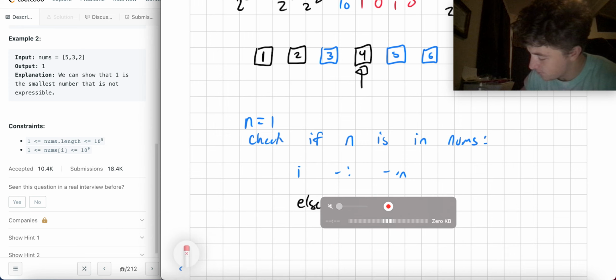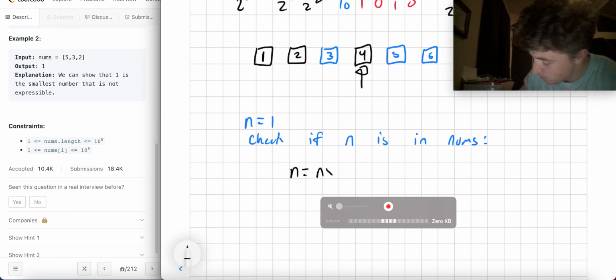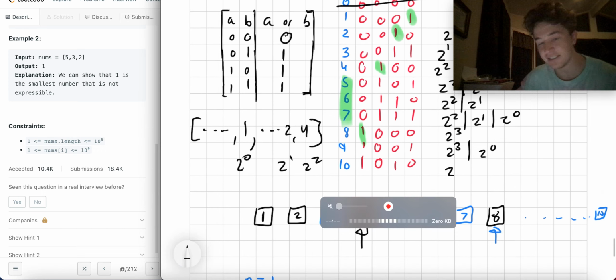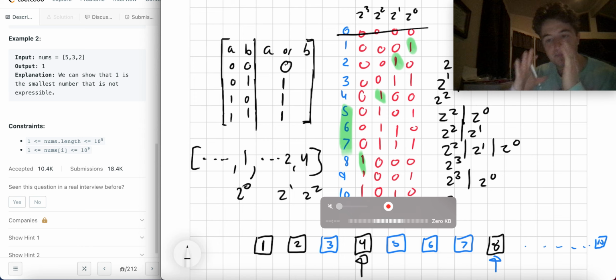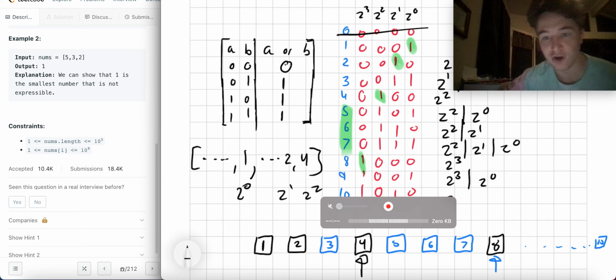Else, if n is in nums, we have to double n. We have to say n equals n times 2. Else, we return n because n is the smallest number, right? And that's because with the bases, you can create all the other numbers. And if the base isn't in the system, that's the smallest such number you haven't seen, and everything smaller than it can be expressible with the bases.